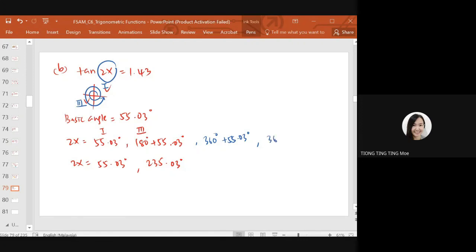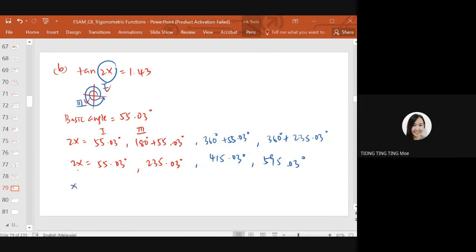So 360 plus the third quadrant again, because it adds one circle. So it's 1, 2, 3, 4. It will have 4 different degrees. Okay, 360 plus here, 235.03 degrees. Okay. So your answer will be 415.03 degrees and 595.03 degrees.